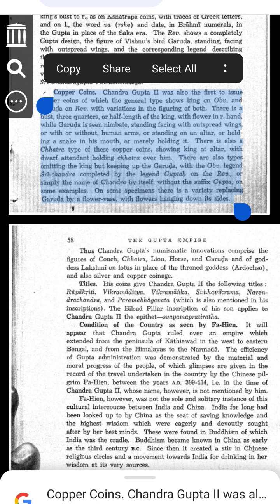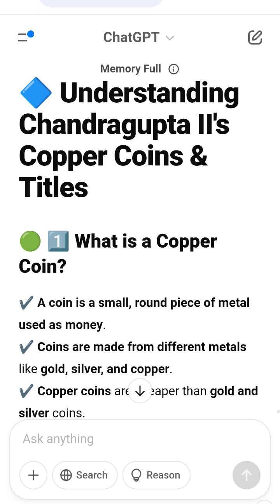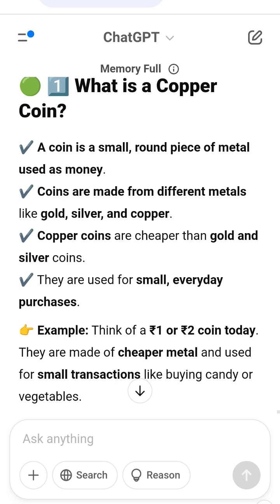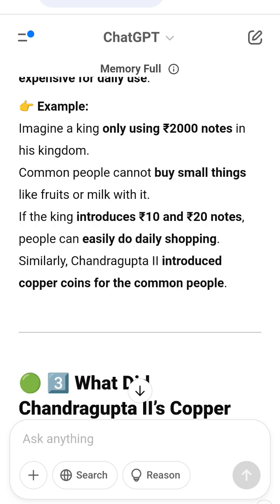6. Titles of Chandragupta II on coins. The titles written on his coins showed his greatness. Some of the important titles were: 1. Rupakriti, meaning beautiful in form, showing he was handsome. 2. Vikramaditya, meaning mighty as the sun, showing his power. 3. Vikramanka, meaning mark of bravery. 4. Simha Vikrama, meaning brave like a lion. 5. Narendra Chandra, meaning king as glorious as the moon. 6. Paramabhagavata, meaning supreme devotee of Vishnu.